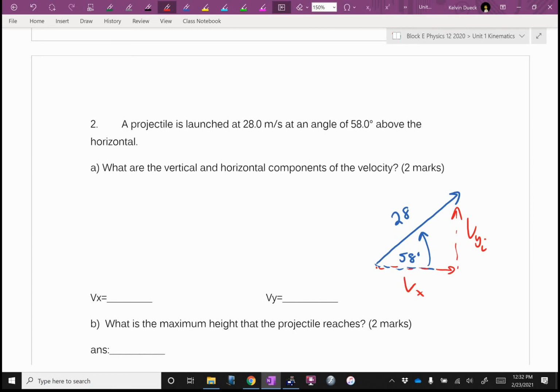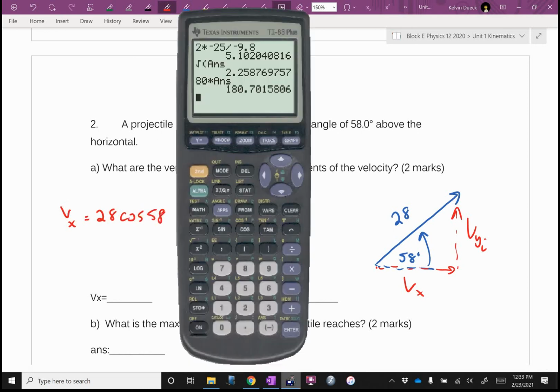Can you tell me which trig function Vx was? Of course you can. Again, that won't necessarily work for a boat going across the river or an airplane in a crosswind. That only works if they give you the angle with the horizontal, but for a projectile, that's what I'll always give you. So if you're looking for a shortcut. So Vx is going to be 28 cos 58, 14.8.